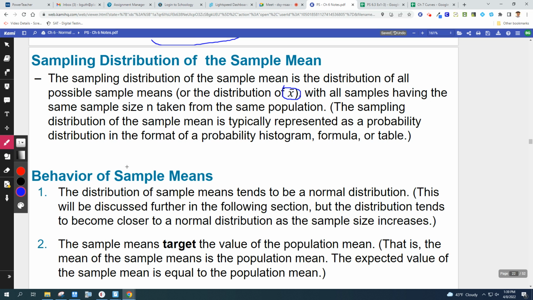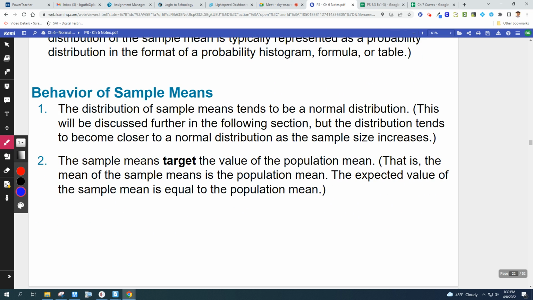Okay. Behavior of sample means. Distribution of sample means tends to be a normal distribution. Okay, fine, we got that. Sample means target the value of the population mean. That is, the mean of the sample means is equal to the population mean. So we're talking about the mean of the sample means is supposed to equal mu. Okay, that's what's supposed to happen.